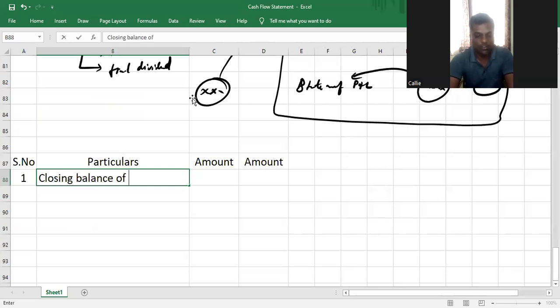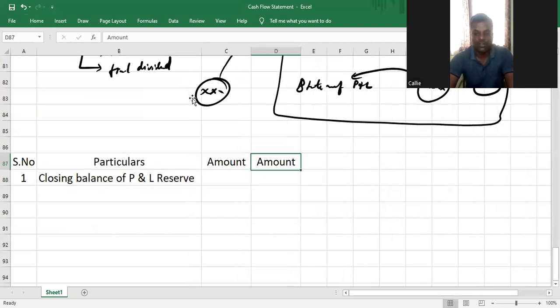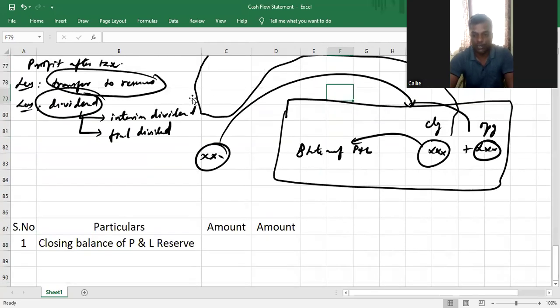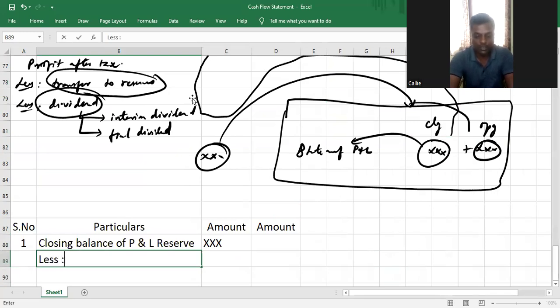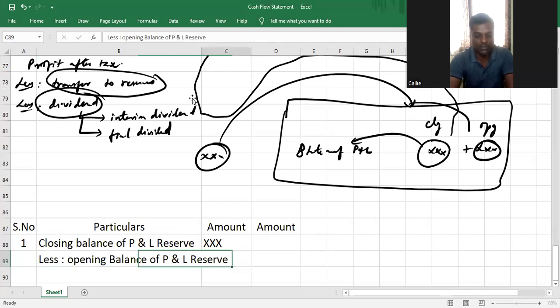Closing balance of P&L reserve, or closing balance of statement of profit and loss reserve. That is from your balance sheet. This number, particularly this number. Okay. So the closing balance of P&L reserve.